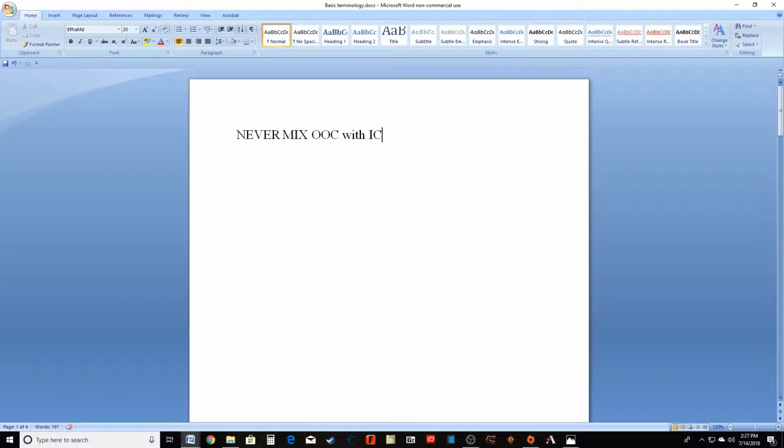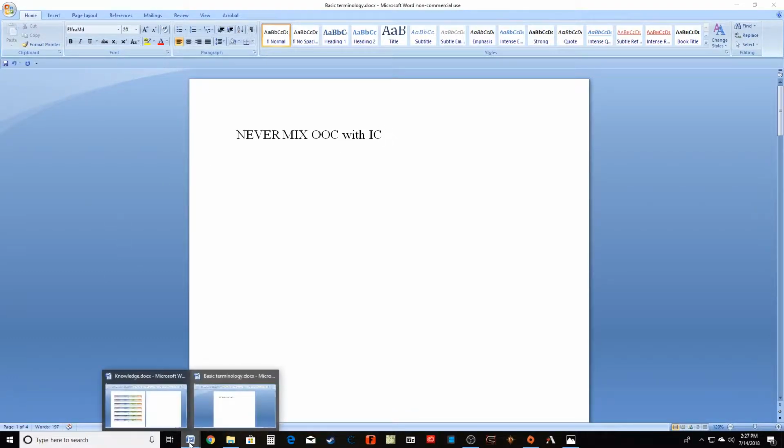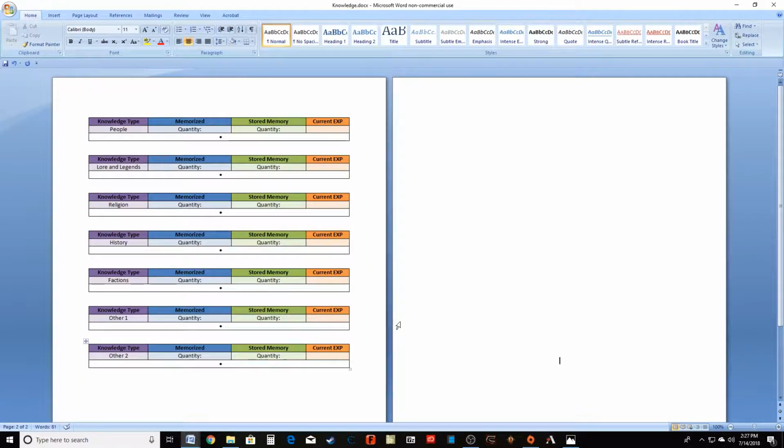A good way to keep track of the information that your character does know is to have a sheet, a sheet that explains everything that they do know and don't know. For example, I have one right here. This is knowledge of people, lore and legends, religion, history, factions, and just other bits of information that I find useful. I can put it up, like knowledge, how to use a gun, period, right?